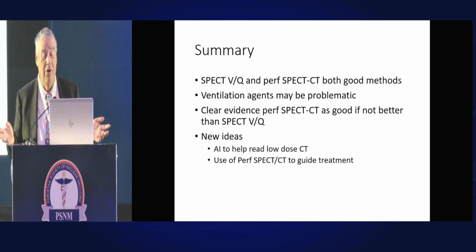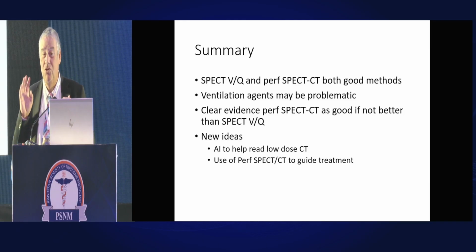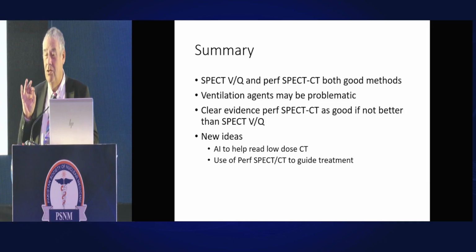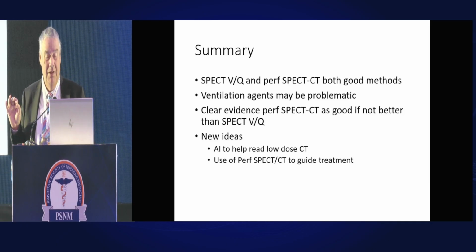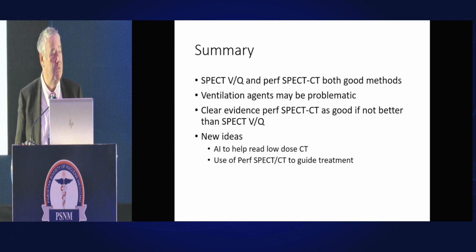So in summary, SPECT-VQ and SPECT-CT perfusion are both good methods, and if done well, deliver very good results. Ventilation agents can be problematic. If you're doing perfusion SPECT-VQ with SPECT-CT, you don't need to worry about it. And it's as good as doing a SPECT-VQ scan, and it's as good as doing a CTPA. So new ideas: how can we use this technique now in monitoring patients, and the use of AI to help us read the CT scan.